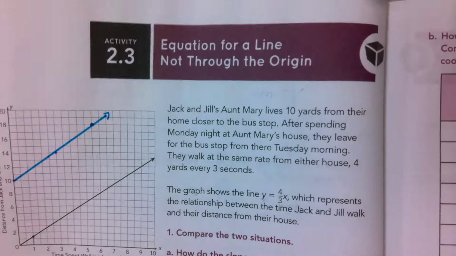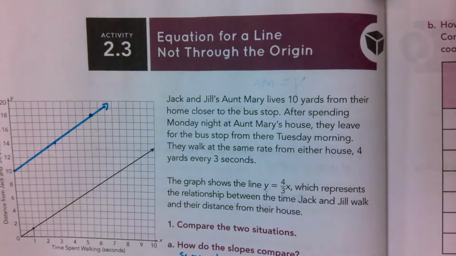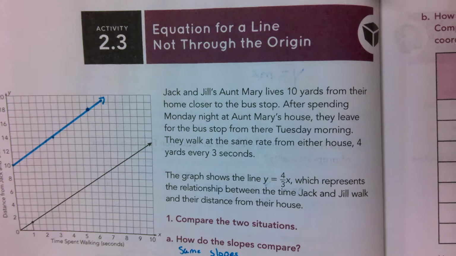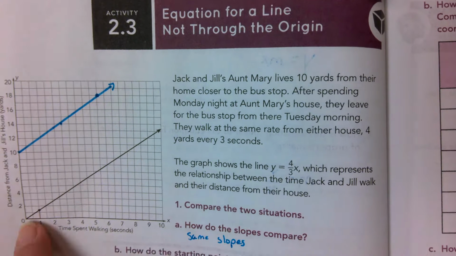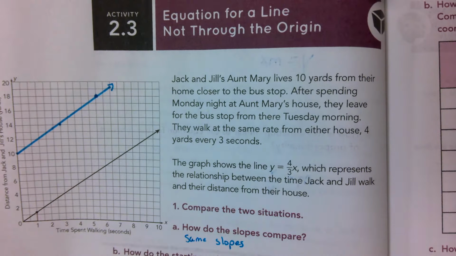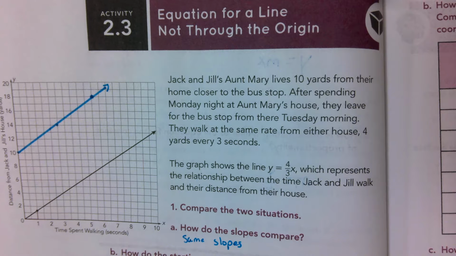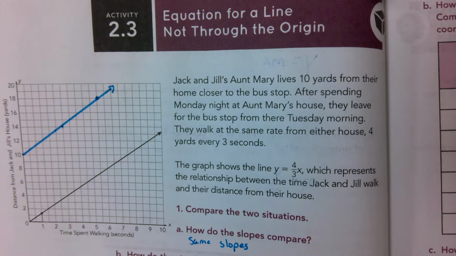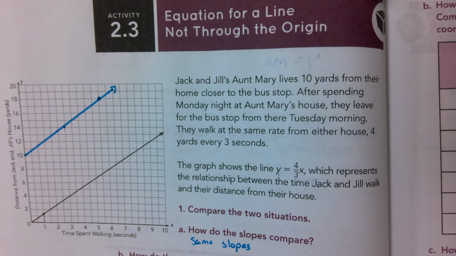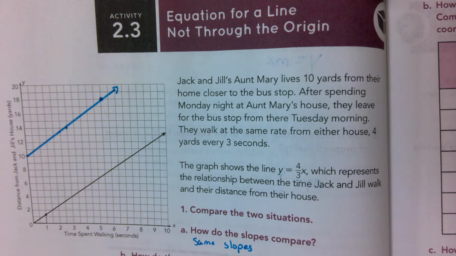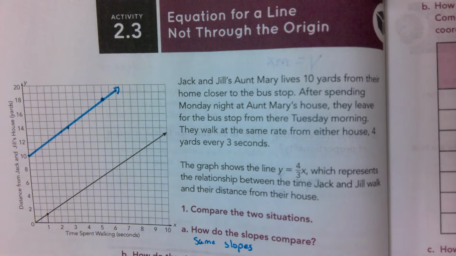All right, so I am still on the Jack and Jill scenarios. I'm doing activity 2.3 now, an equation for a line not through the origin. So here we had the line of them going from home, and then it says now that Jack and Jill's Aunt Mary lives 10 yards from their home, closer to the bus stop. After spending Monday night at Aunt Mary's house, they leave for the bus stop from there Tuesday morning. They walk at the same rate.